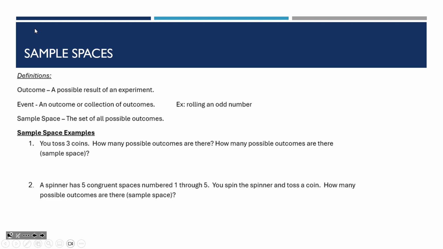So if I'm flipping a coin, my outcomes would be flipping a head and getting a tail. If I'm rolling a die, the outcomes would be rolling a 1, rolling a 2, a 3, a 4, a 5, or a 6. An event is a single outcome, or it could be a collection of outcomes.